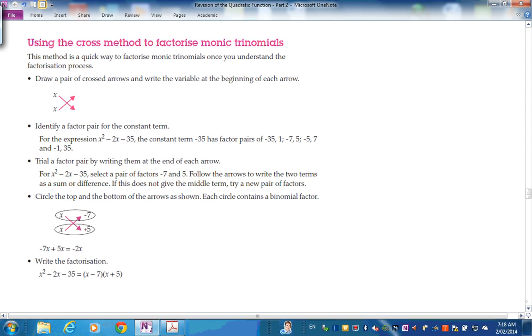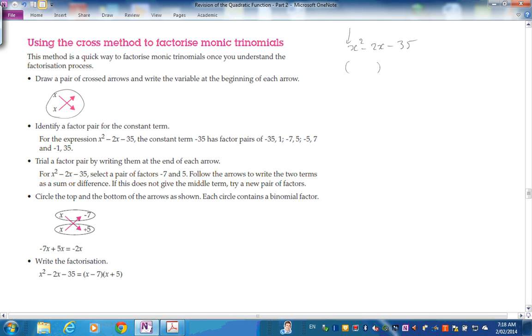Okay, here we are, using the cross method to factorise monic trinomials. So monic trinomials are just where you've got an x squared, something like this, x squared take 2x take 35. Monic means just 1 in front of the x squared. This is from Pearson's, and it's another method. So start with drawing a pair of crossed arrows.